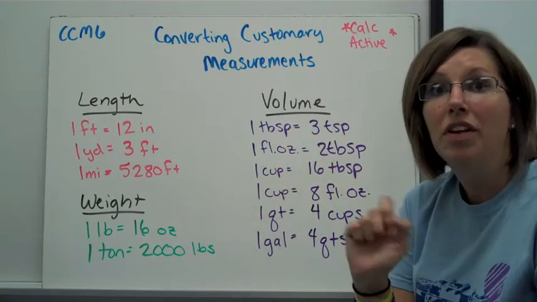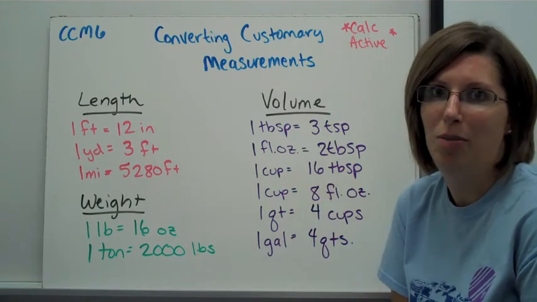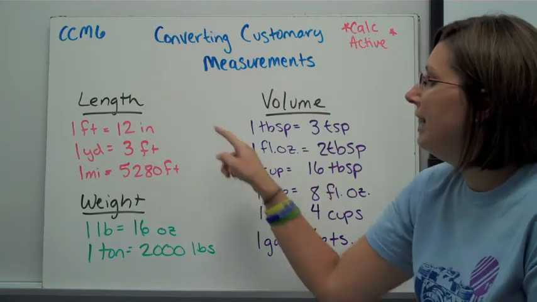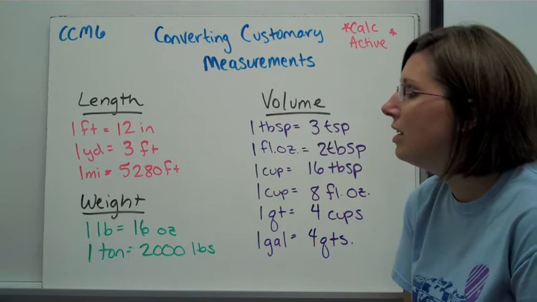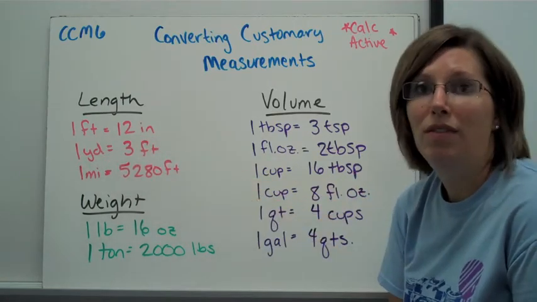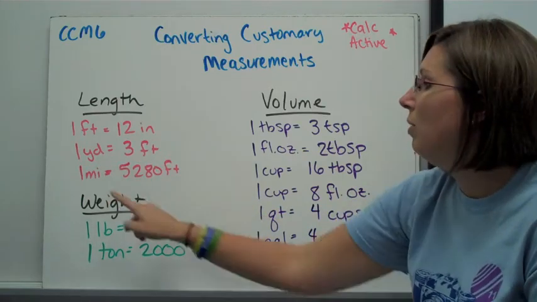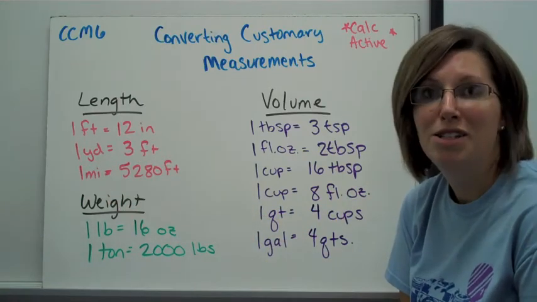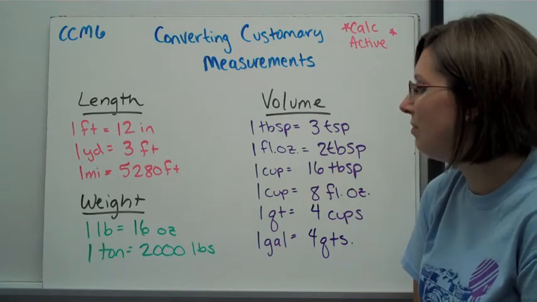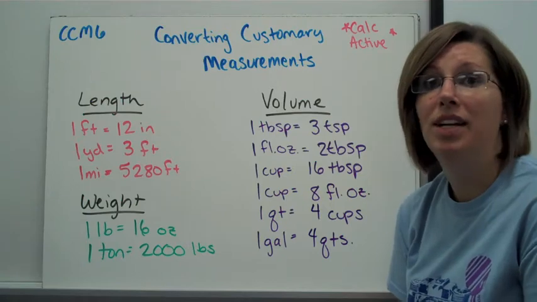Go ahead and start filling out the table on your worksheet or writing this down on your piece of notebook paper. In length, we use feet, yards, and miles. So 1 foot equals 12 inches, 1 yard is equal to 3 feet, and 1 mile is equal to 5,280 feet. When we weigh things, we have pounds, ounces, and tons.